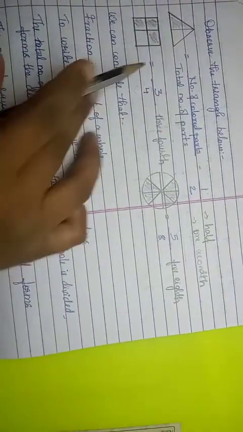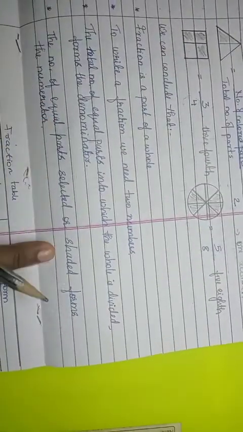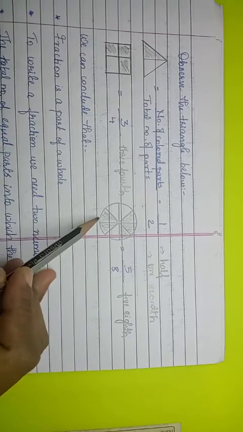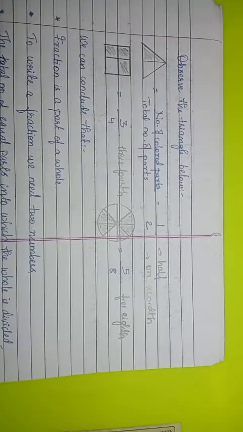The bottom part, what we have written, the total number of equal parts that are divided, is called the denominator, and the number of equal parts selected or shaded is called the numerator. So whichever parts are shaded, we have counted that and written it down as the numerator. So this is what the introduction of fractions is, children. Just write it down in classwork. Okay, so let's see the next one.